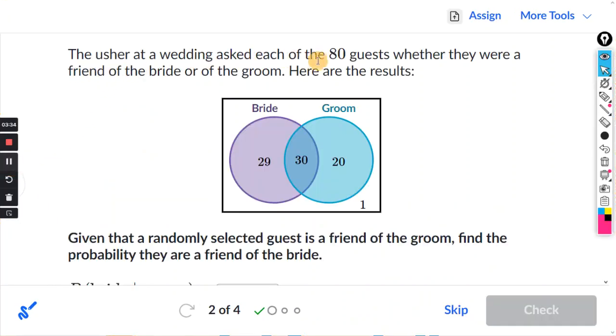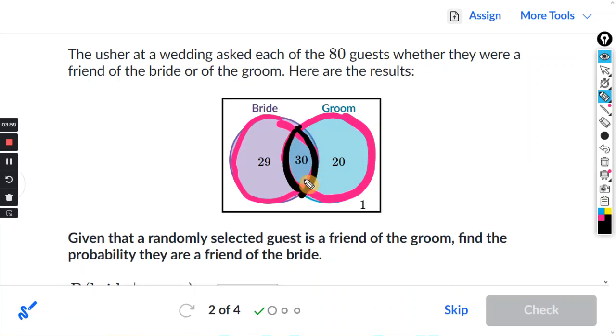The usher at a wedding asked each of the 80 guests whether they were a friend of the bride or groom. Here are the results. Before we begin, notice that this circle here, if you add these two, that's the friends of the bride. This circle here, if you add these two, that's the friends of the groom. Now, if you look at the ones in the middle, that is the overlap. That is the people that are friends with both. Just for your information.